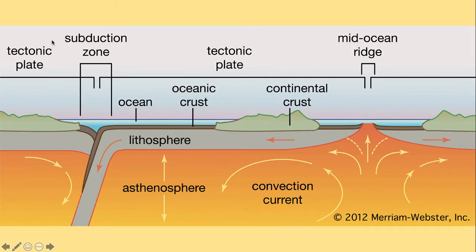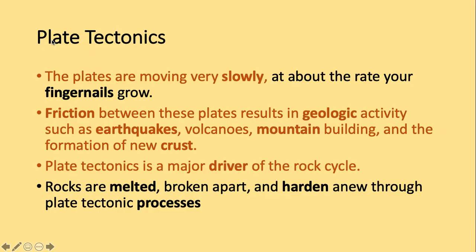So in the asthenosphere, the lower part of the mantle, you have convection currents. The upper part of the mantle, along with the crust, is called the lithosphere together, and that part is floating and moving, and it's divided into plates. The plates are moving very slowly, at about the rate your fingernails grow. Friction between these plates results in geologic activity such as earthquakes, volcanoes, mountain building, and the formation of new crust. Plate tectonics is a major driver of the rock cycle.